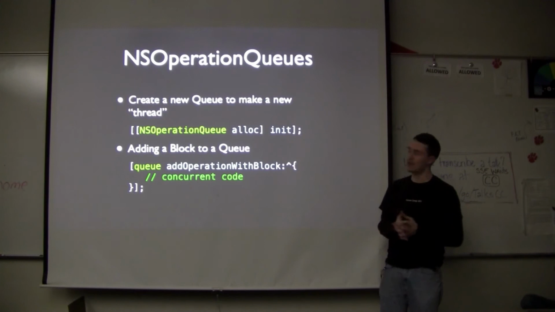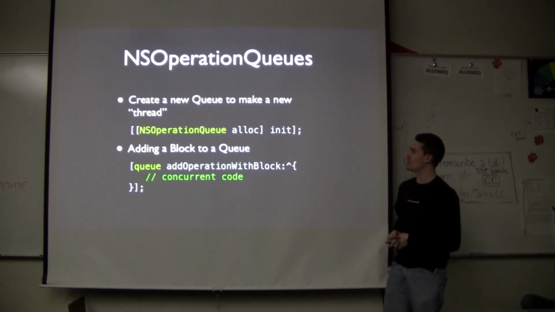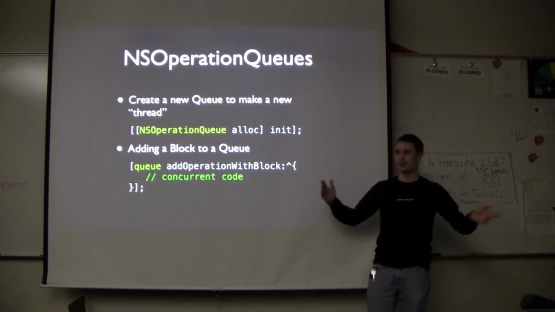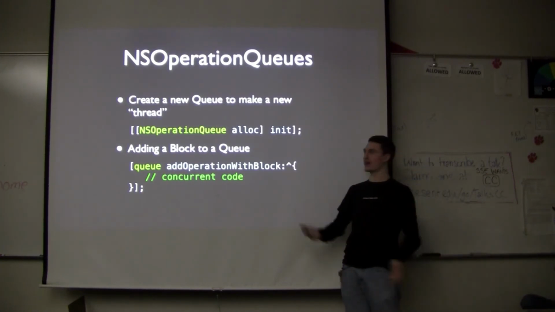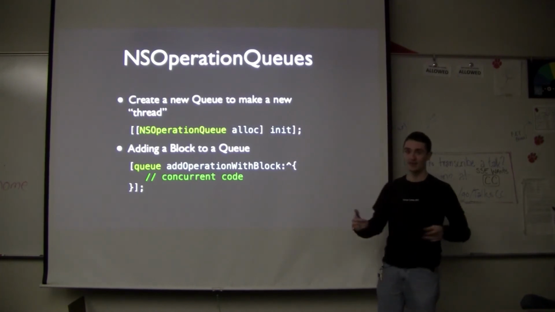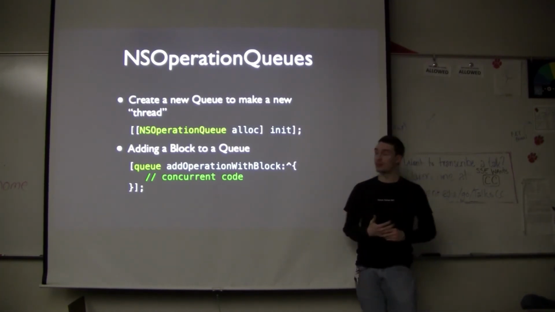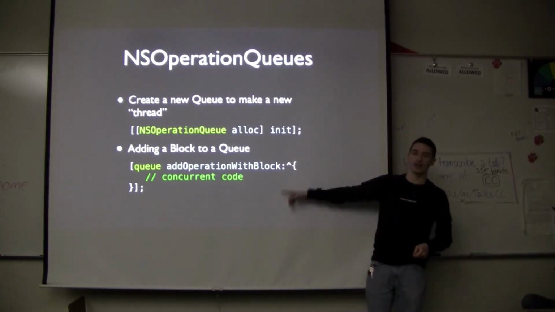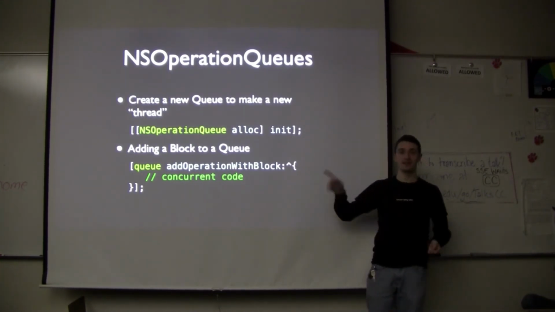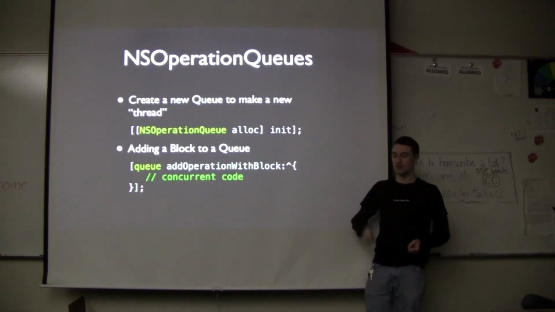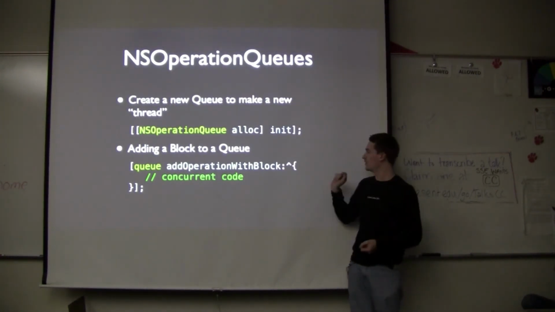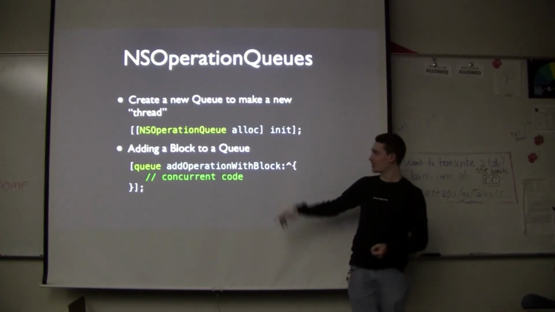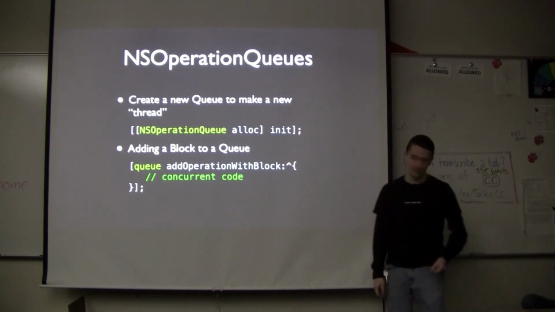Okay, so to create a new queue, it's very simple. You just call alloc and init, and you're done. And you have a nice new thread or whatever. It doesn't really matter how it's implemented in the back end. That's the magic of it. To add a block to a queue, you call addOperationWithBlock, and you pass in a block. The block takes no parameters and returns nothing. So you can just use the caret and curly brackets. Just put your code in there. Nice and simple.